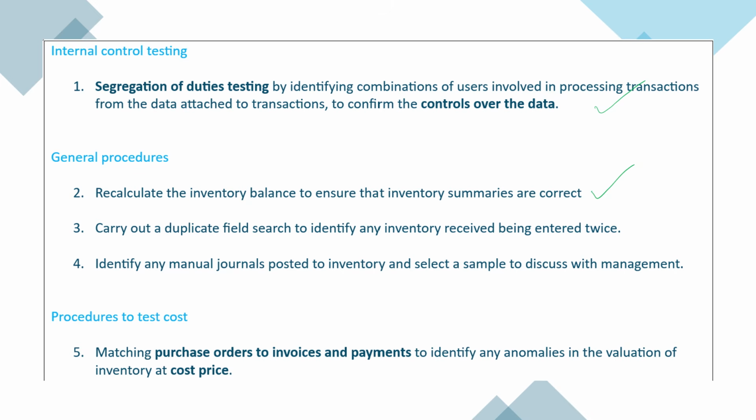They're going to have different lines of inventory. We can use data analytics to make sure the arithmetical accuracy is correct. We could actually carry out a duplicate field search to identify any inventory which has been entered twice. So your data analytics tool is going to be able to pick up any inventory which is duplicated or entered more than once. You could carry out testing to identify any manual journals posted to inventory, and you can discuss those with the management.